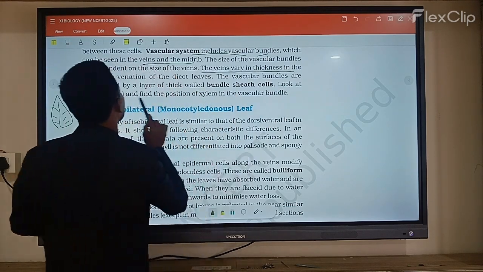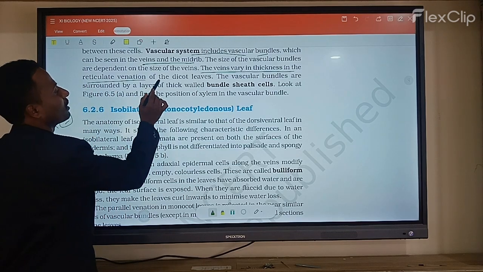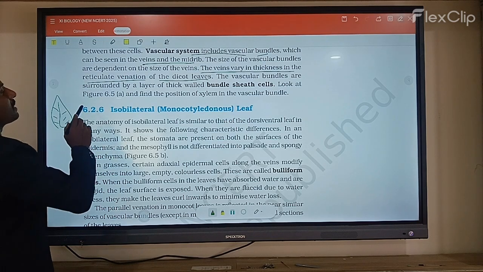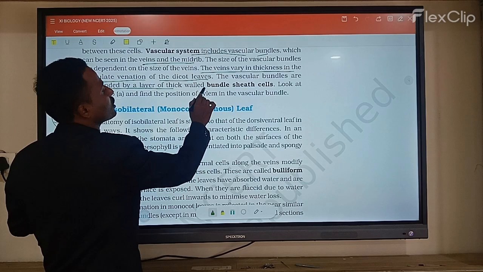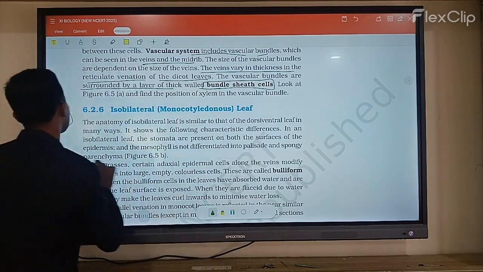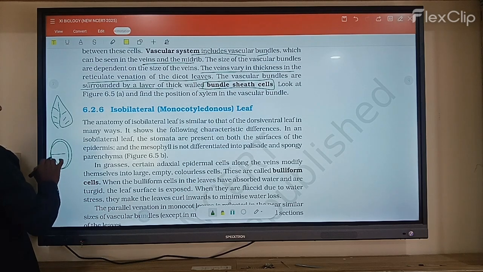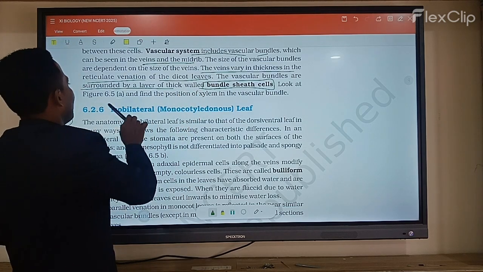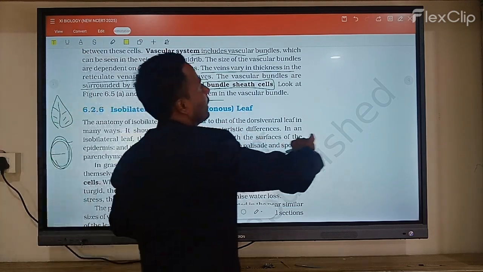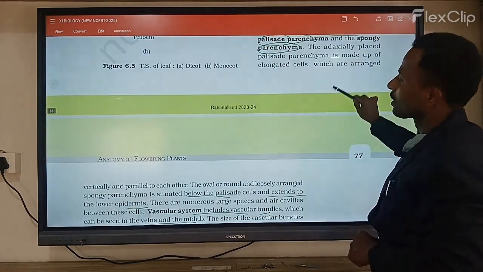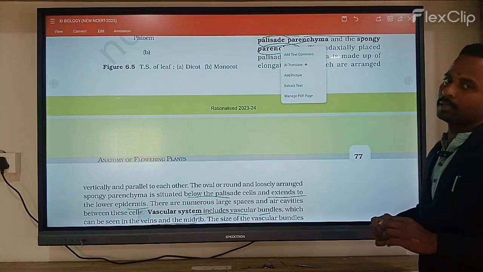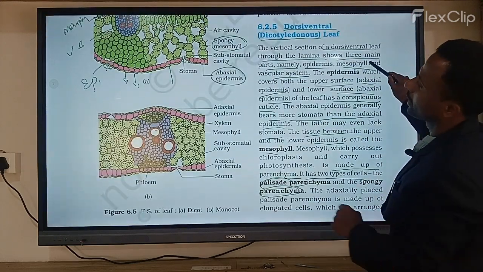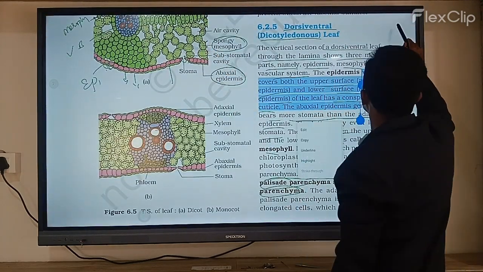Now the veins have reticulate venation in the dicotyledon leaves. So in dicot leaves, reticulate venation is noticed. The vascular bundles are surrounded by a thick sheath, that is the bundle sheath cell. Now look at the figure given, showing the position of the xylem and the vascular bundle, and the arrangement of the vascular bundle.